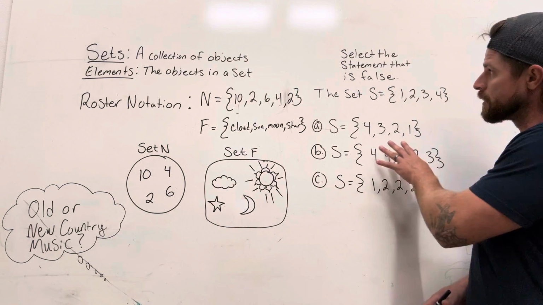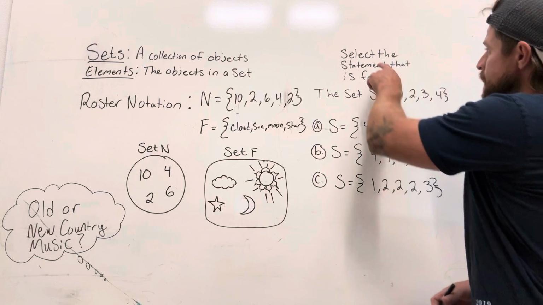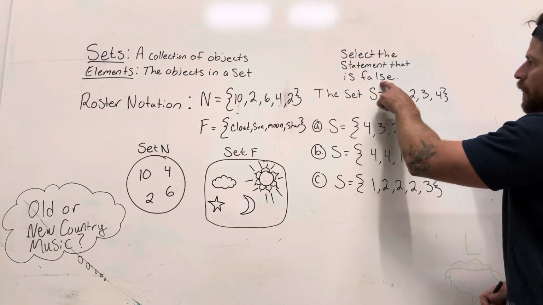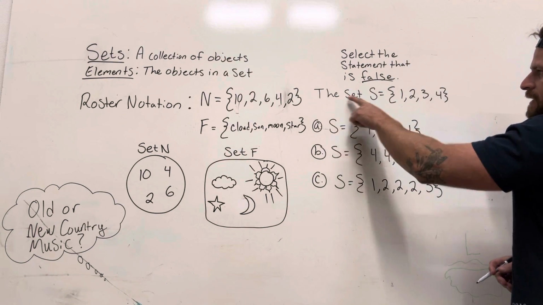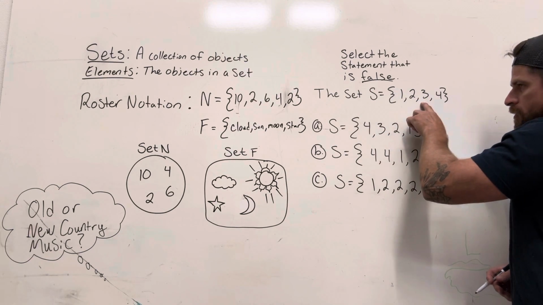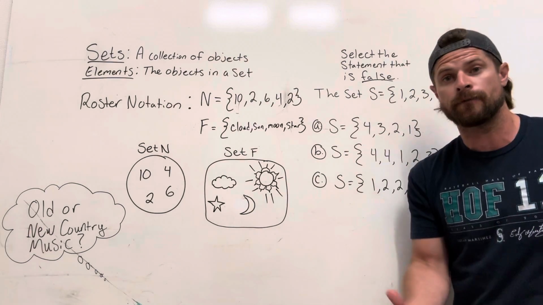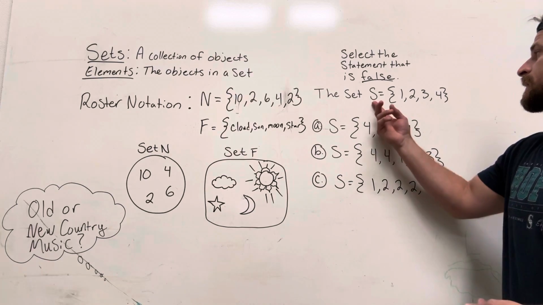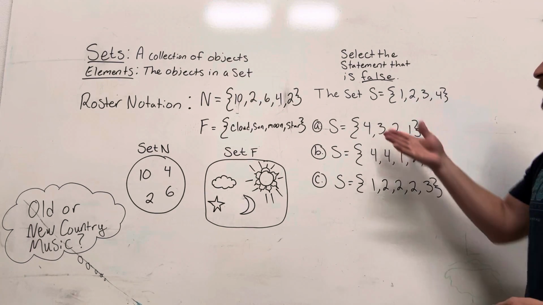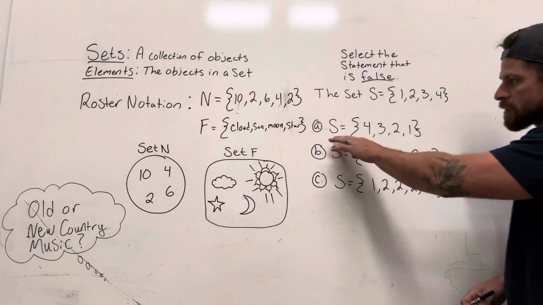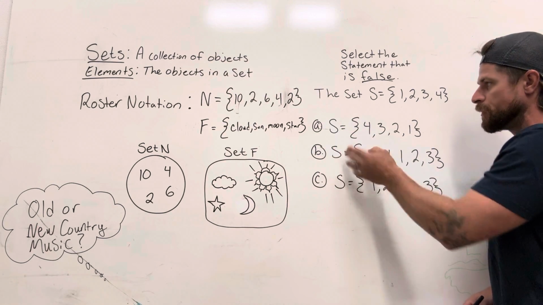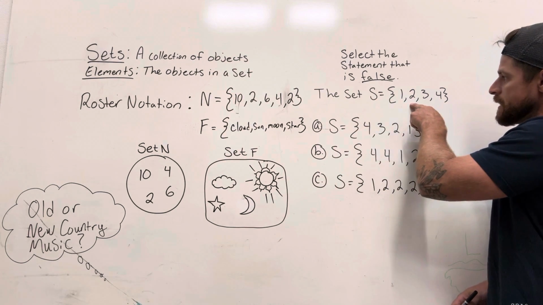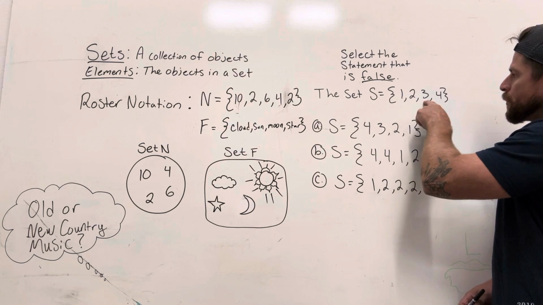Okay, now let's go to this problem over here. Select the statement that is false. So specifically, we are looking for the false statement. We are given the set S in roster notation. They're telling us we are looking for a set S of 1, 2, 3, and 4. So we have to look down here. We have 3 roster notations. All S is equal to, S is equal to, S is equal to. So we're trying to match up with this set here. So we need a 1, a 2, a 3, and a 4.